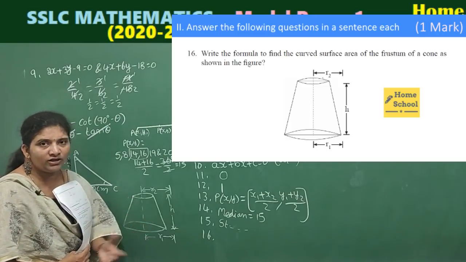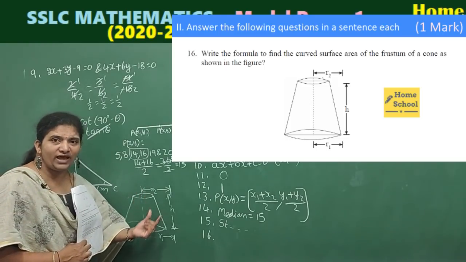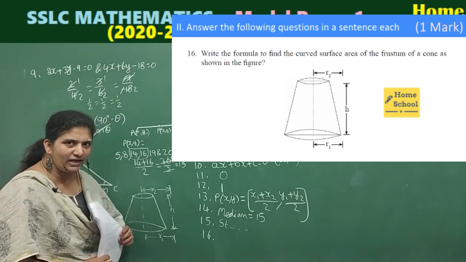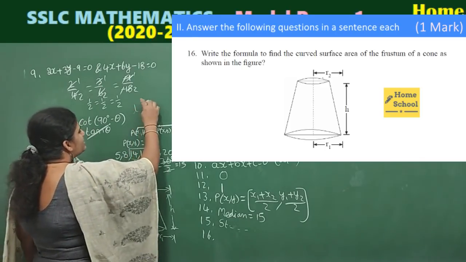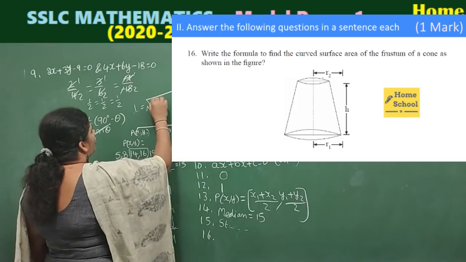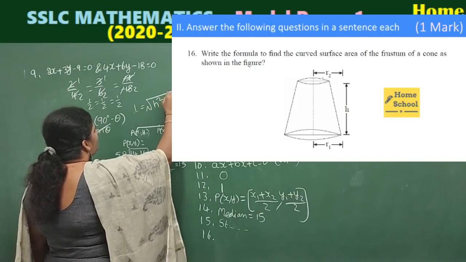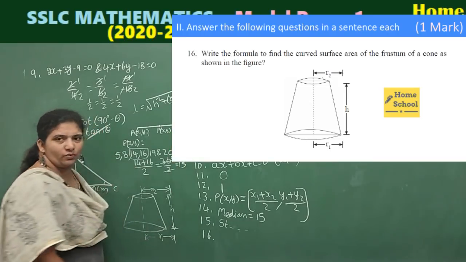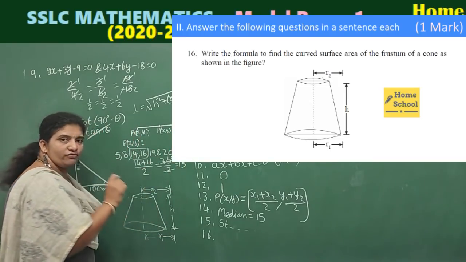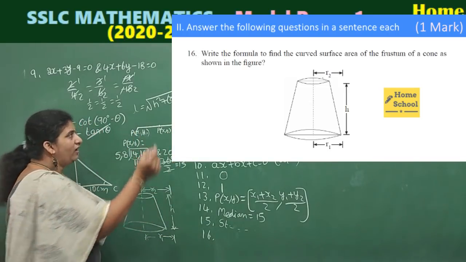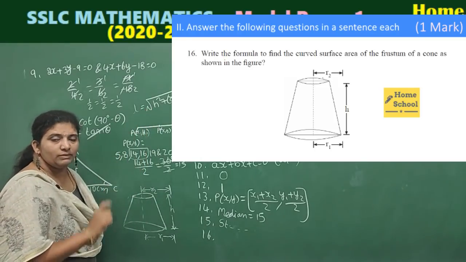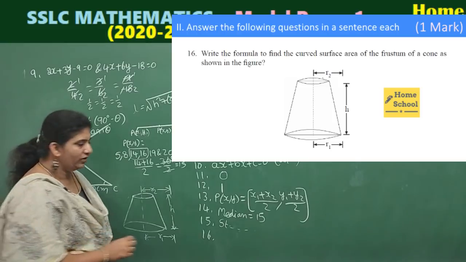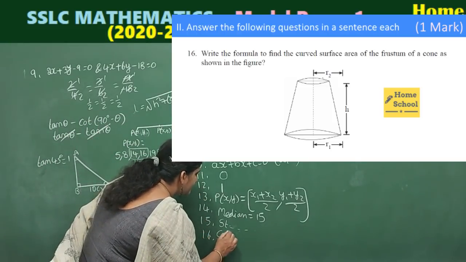But here they did not give L. Instead of L, we need to write some other thing. What is that? We know L. What is L? L is equal to square root of H square plus R1 minus R2 whole square. In the place of L in CSA formula, we need to write this one because they have given only H, R1 and R2. Let's start writing.